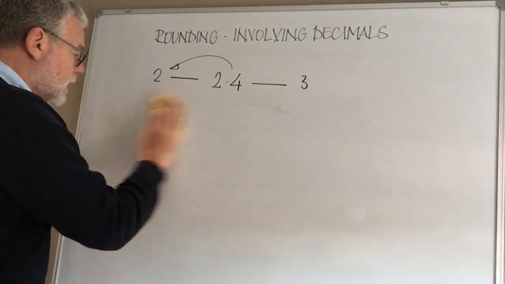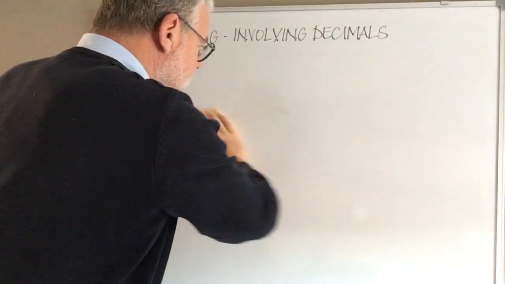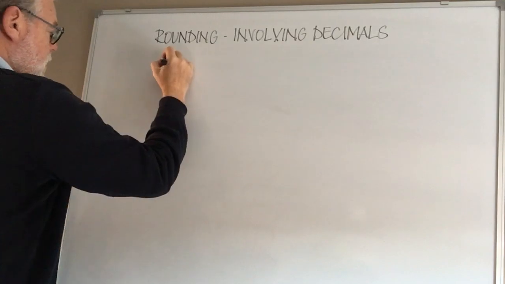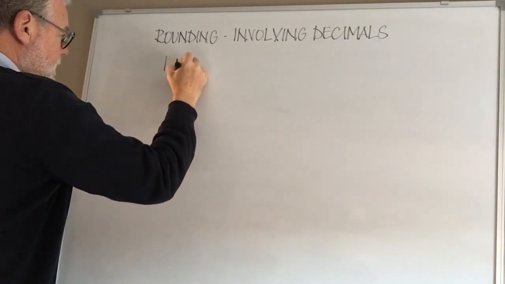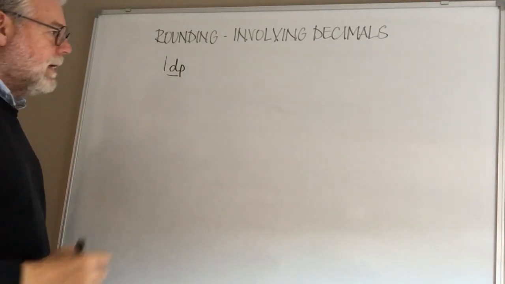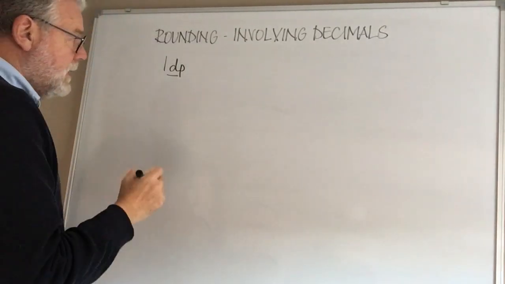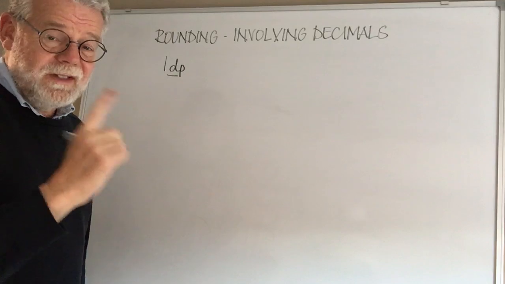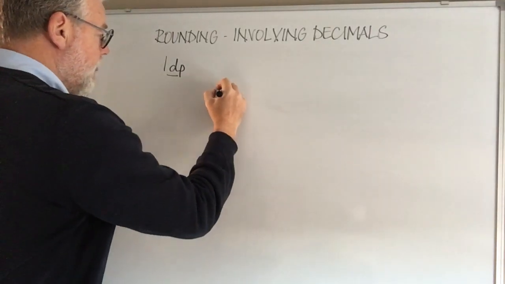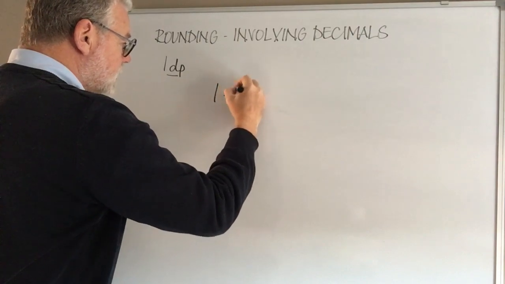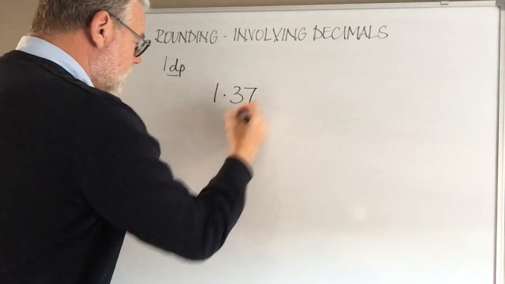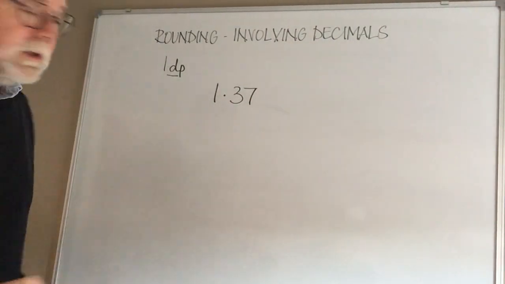Now, sometimes we might be asked to round to 1 decimal place, and the question might say, give your answer to 1 dp, 1 decimal place. Now, what does that mean? Well, it means that in our answer, we've only got one decimal digit. So, for instance, I might have 1.37, and the question is saying round that to 1 decimal place.